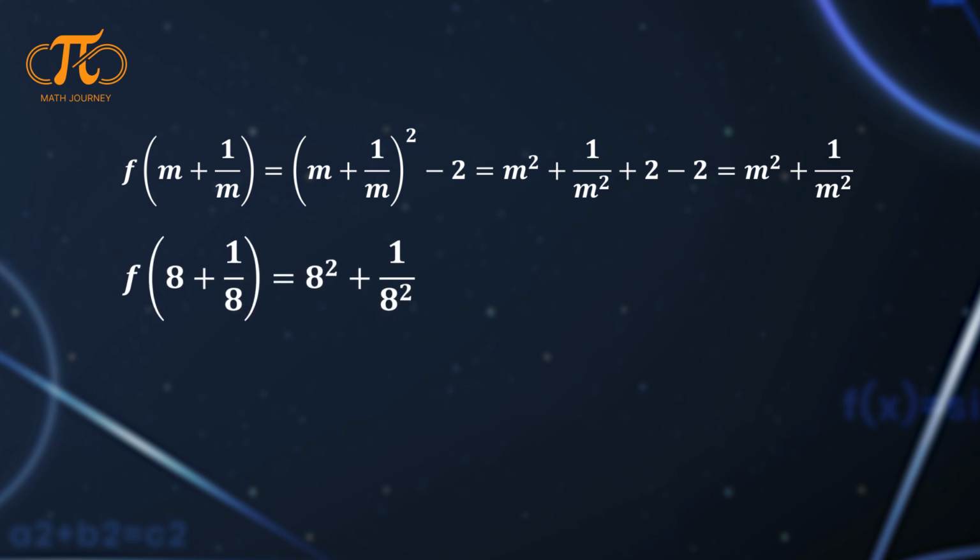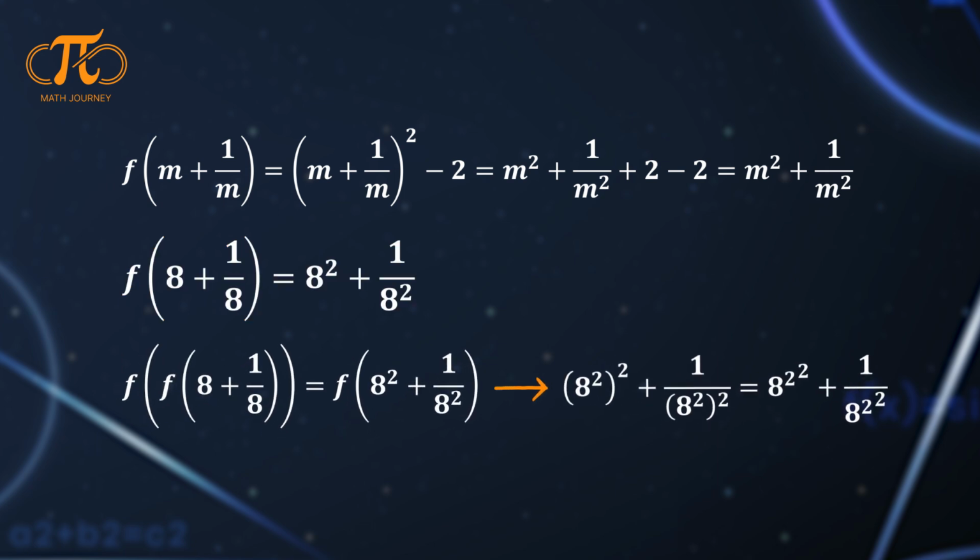Let's test it with our starting value. Start with 8 plus 1/8. Applying f once gives 8 squared plus 1 divided by 8 squared. Applying f a second time gives 8 raised to the power of 2 raised to the power of 2, plus 1 divided by 8 raised to the power of 2 raised to the power of 2. You can already see the pattern forming. Each iteration of f squares the current value, making it grow rapidly.